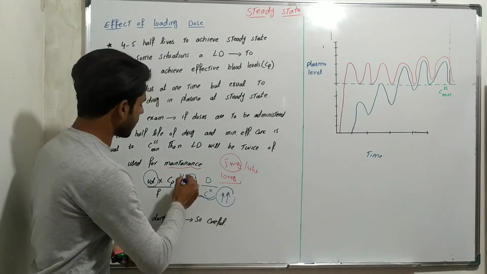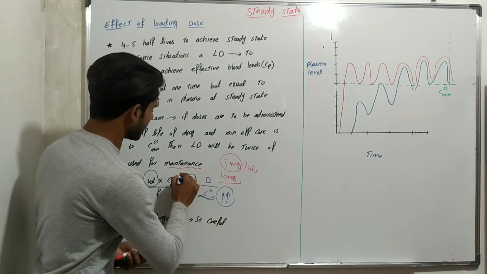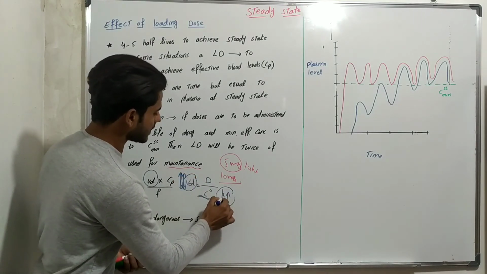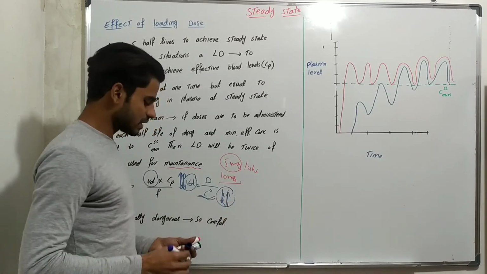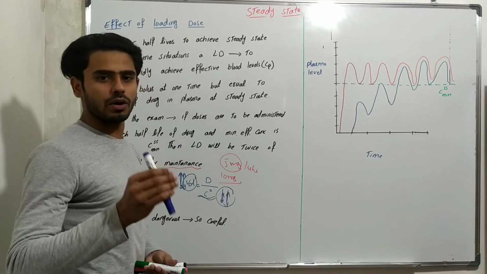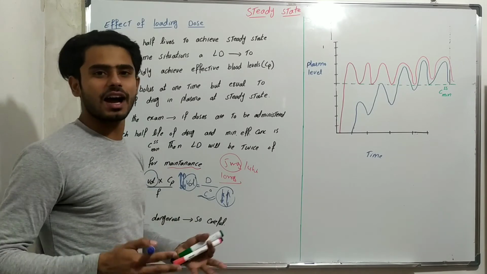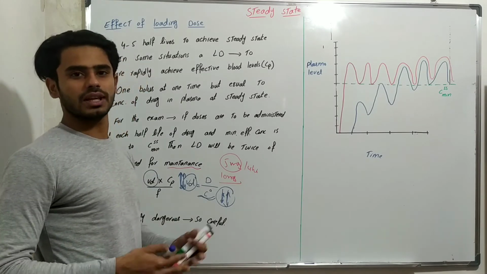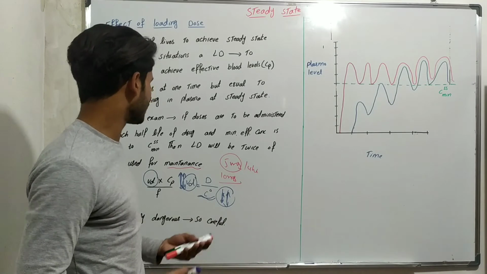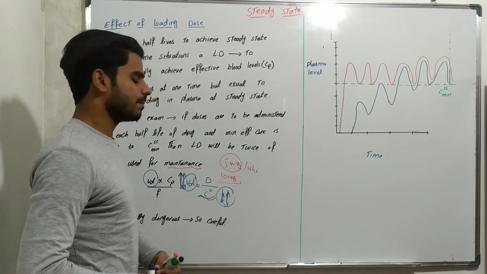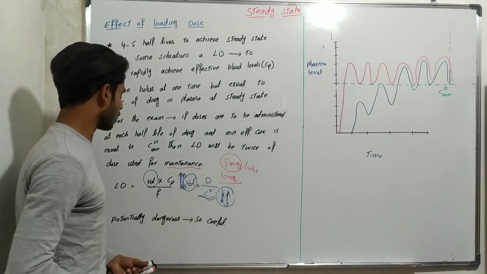But if volume of distribution is high, then it is inversely proportional to C naught. Then C naught will be low. C naught is low, meaning that there is a low amount of drug in the plasma and a high amount of drug in our tissues, in our muscles, in the target tissues. So the drug will be in our tissues. So it is literally about volume of distribution.